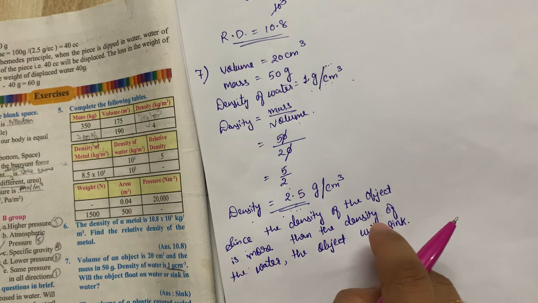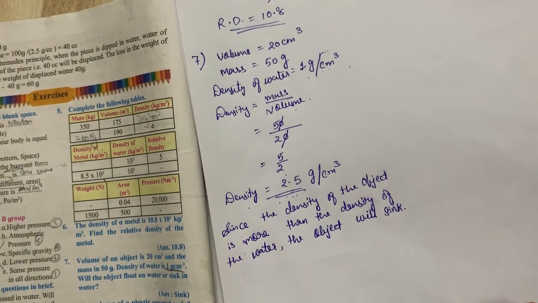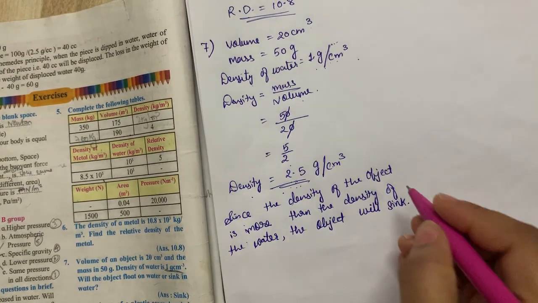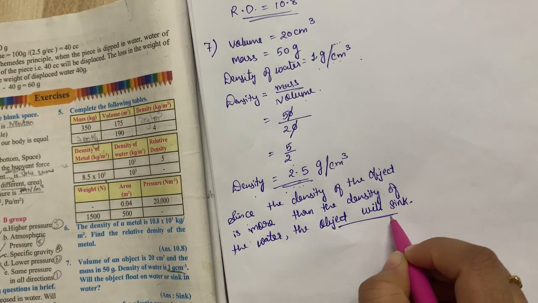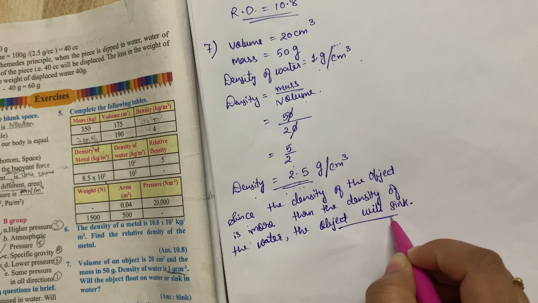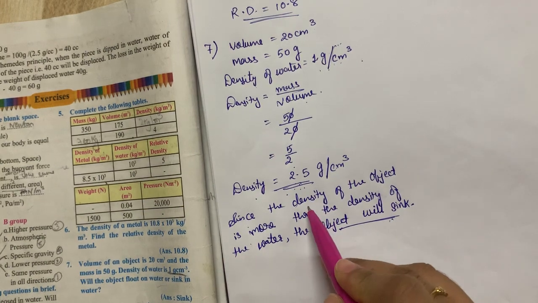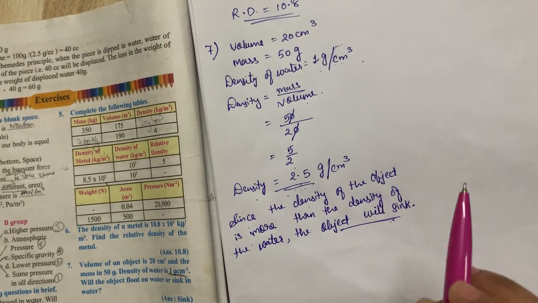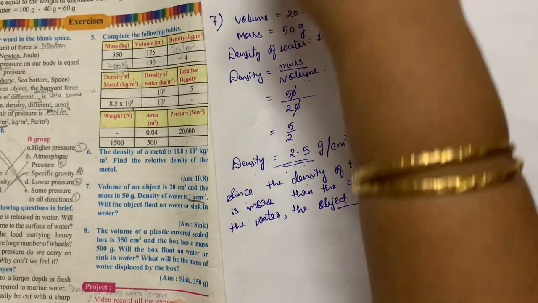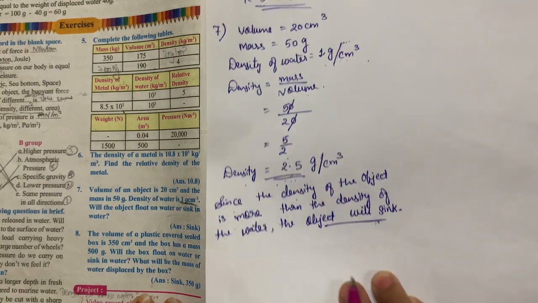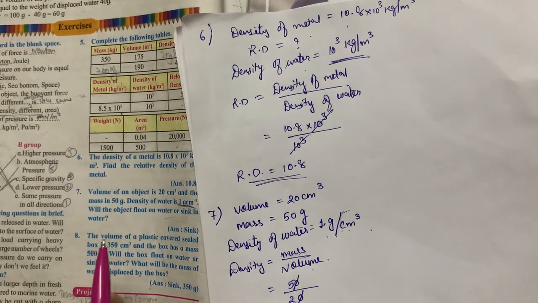The object will sink. So this reason you have to write. Don't write directly that the object will sink. You have to present the reason behind writing this. Is it clear? Now look at question number 8.